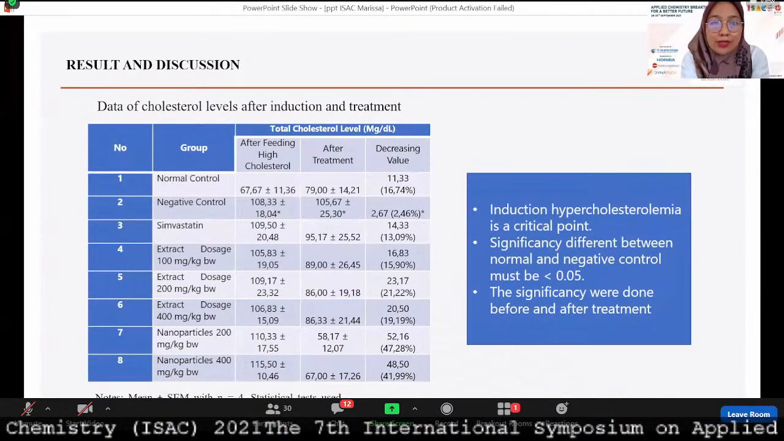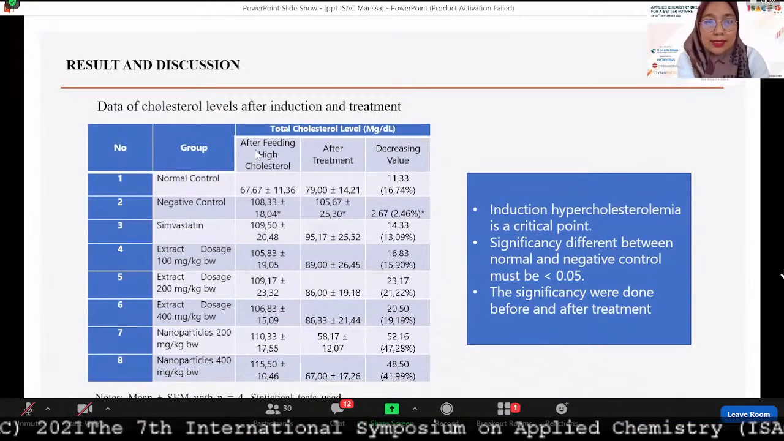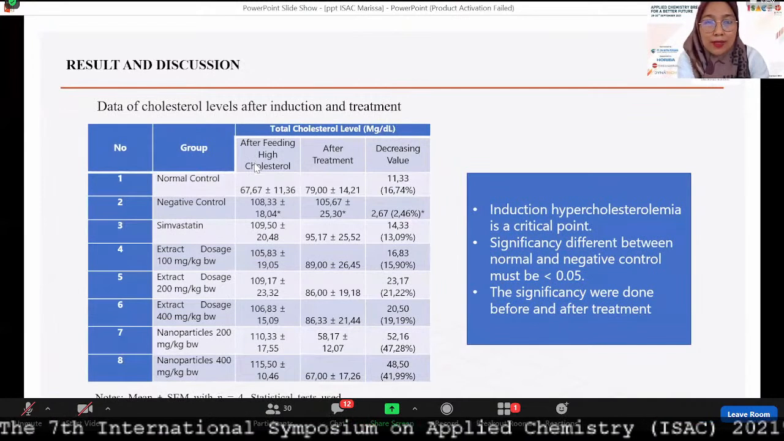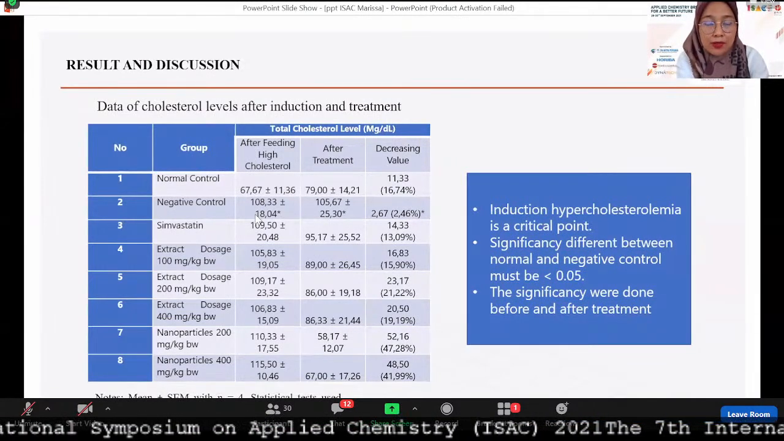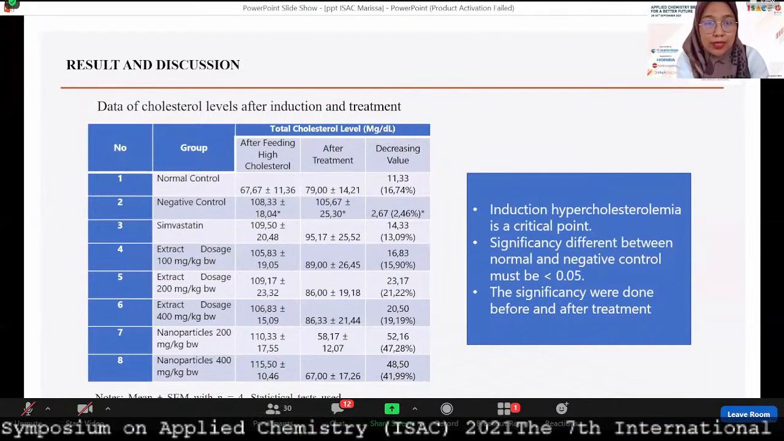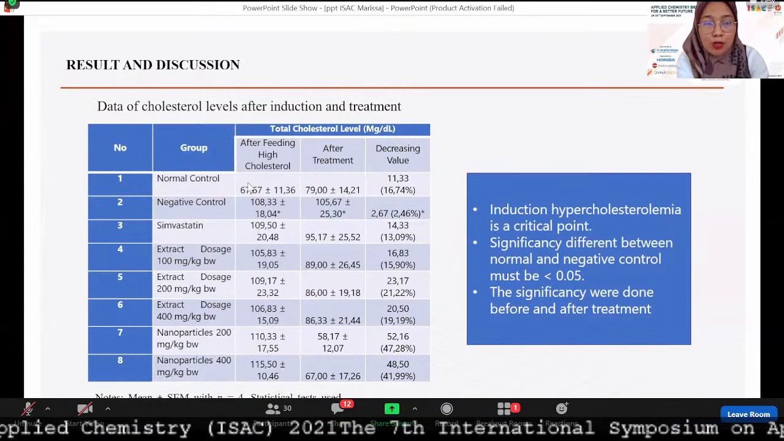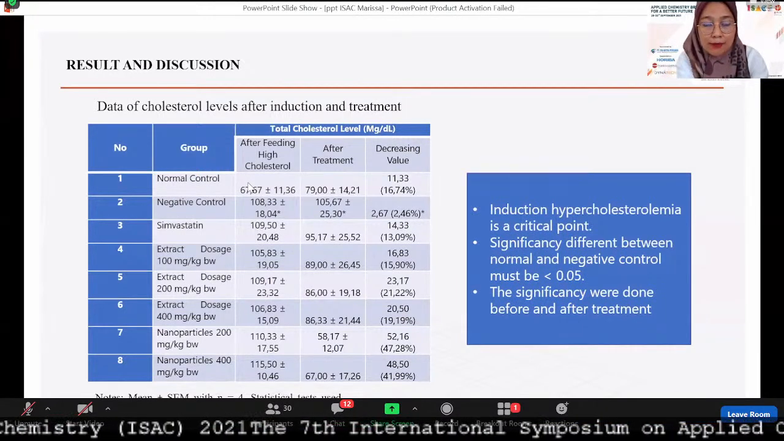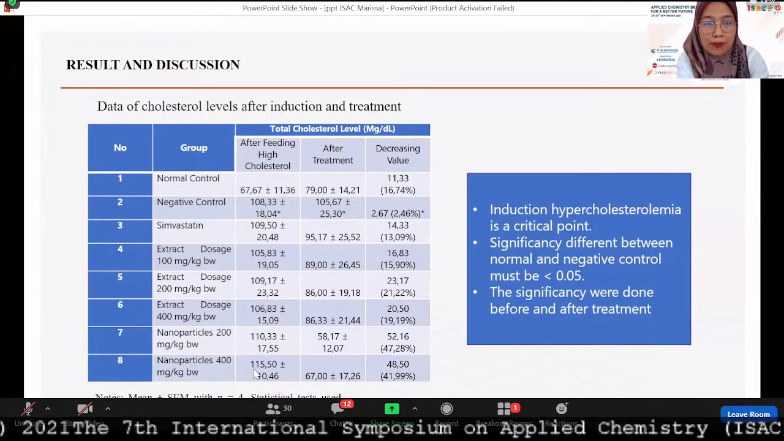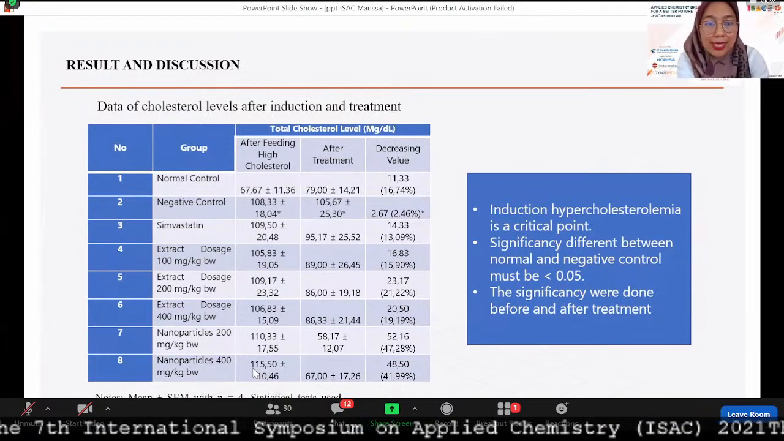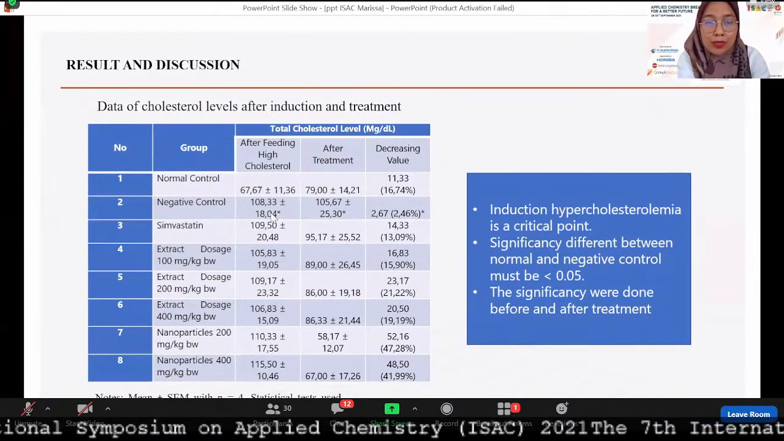And for the data of cholesterol level, you can see the column that after feeding high cholesterol, we can see that induction using a hypercholesterolemia diet could induce cholesterol. This is normal control, given a normal fat, but from number 2 until number 8, we give the hypercholesterolemia diet, and we calculated this data and use ANOVA.